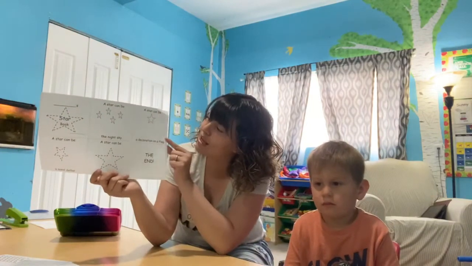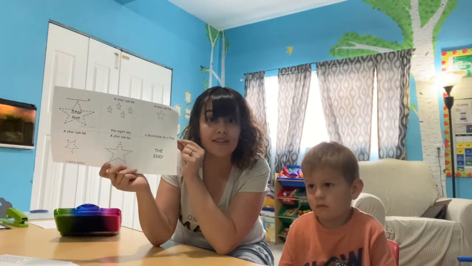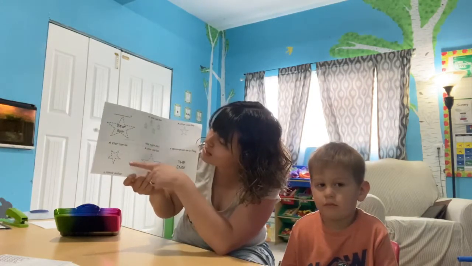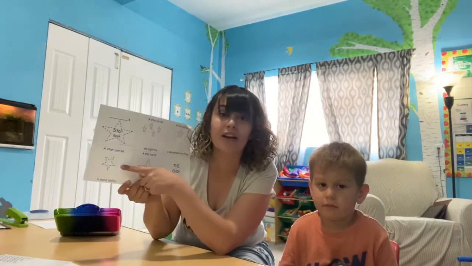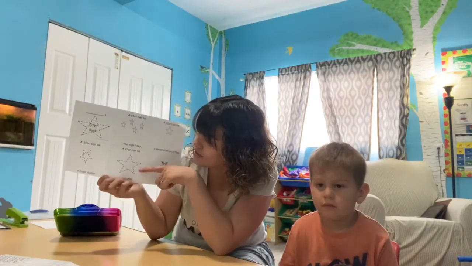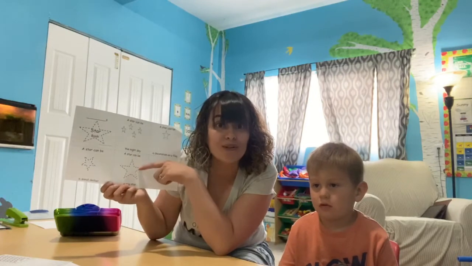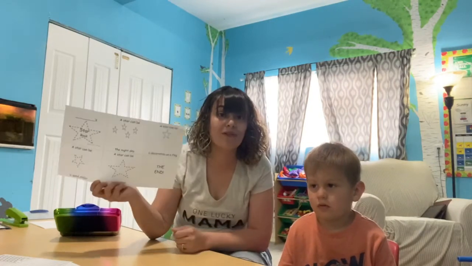This one says, a star can be a decoration on a flag. You can draw a flag right there. This one says, a star can be a sand dollar. Maybe make the beachy sand. This one says, a star can be a sea star. Can you guys make a starfish right there? Will you guys do that for me now? And then we'll come back.